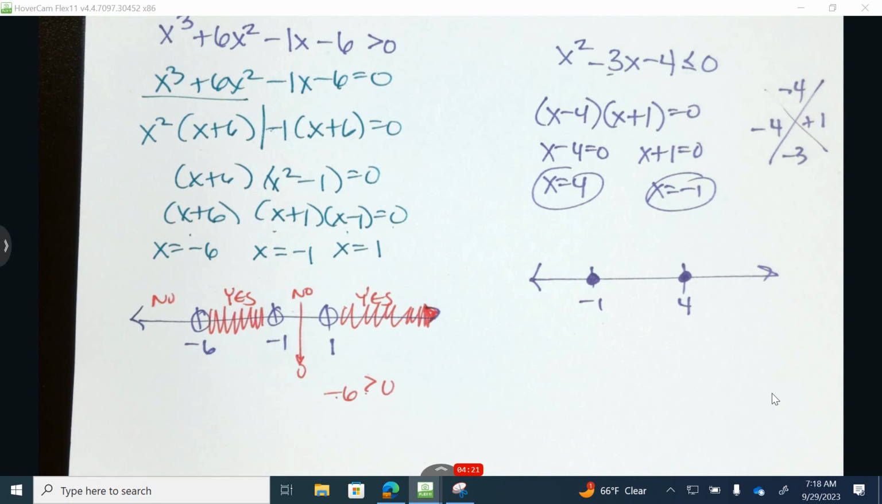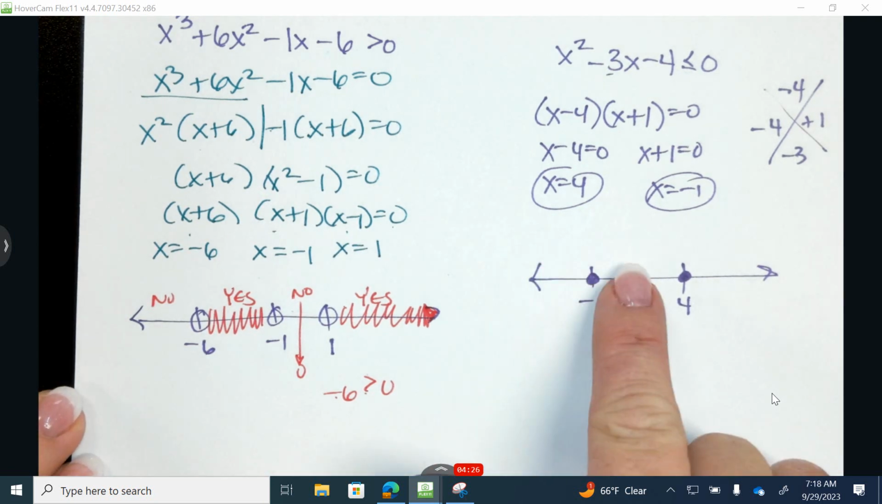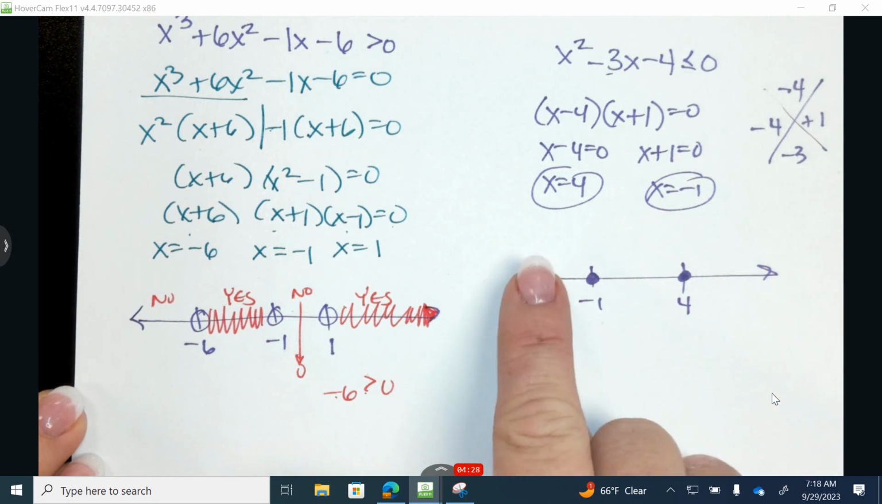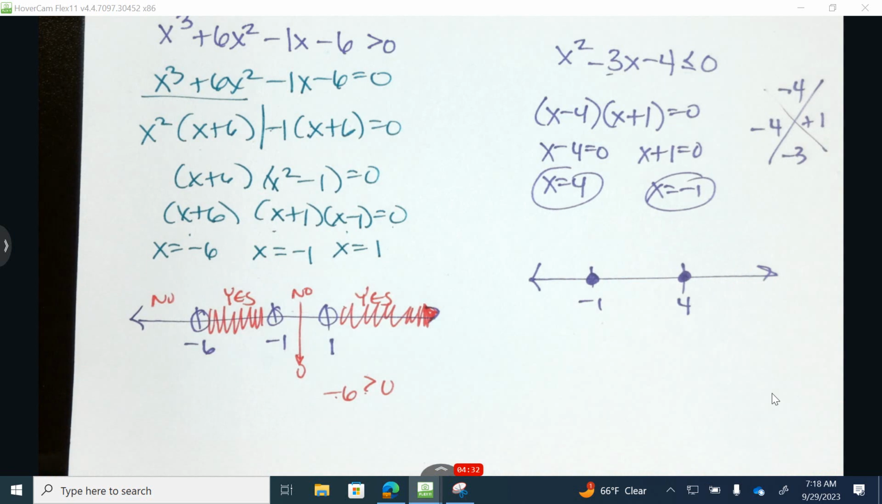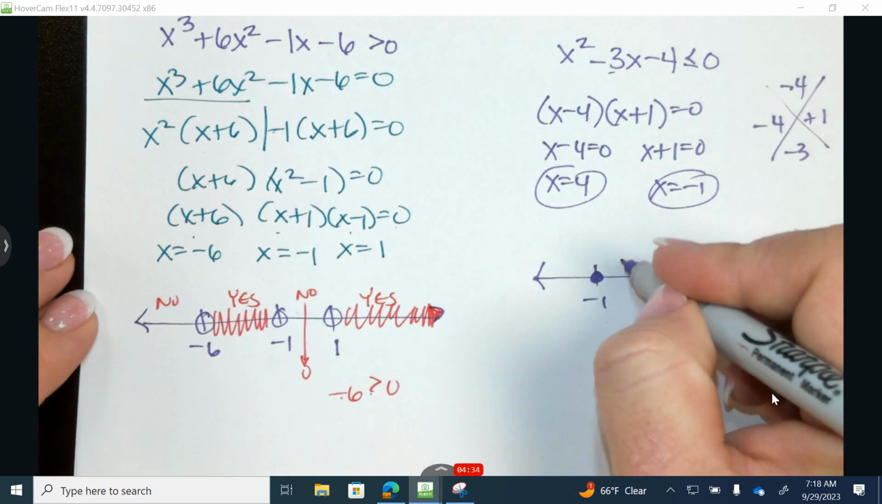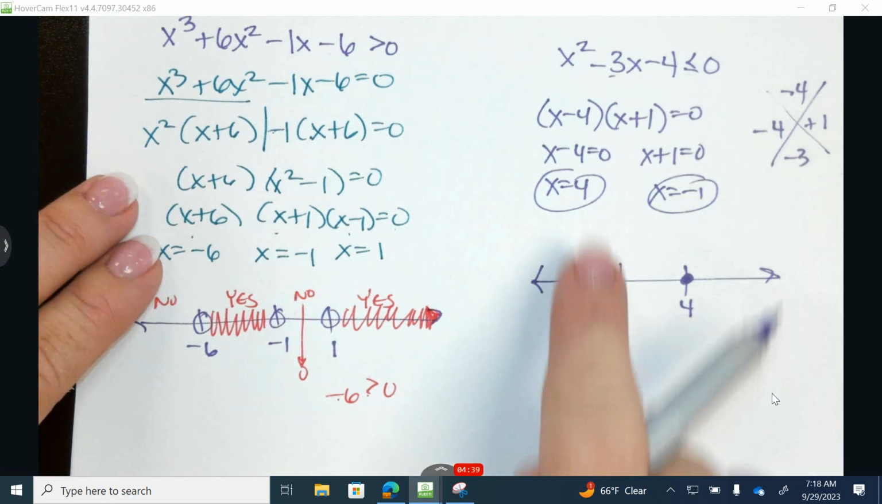All right, now I need to know where to shade. Knowing that it's alternate, it's either going to be shade, leave open, shade, or vice versa. I'm not going to shade, I will shade, and I'm not going to shade. So it's going to alternate. So choose any number. Again, I always think 0 is the easiest to plug in. And again, if you can, mental math is a lot quicker.